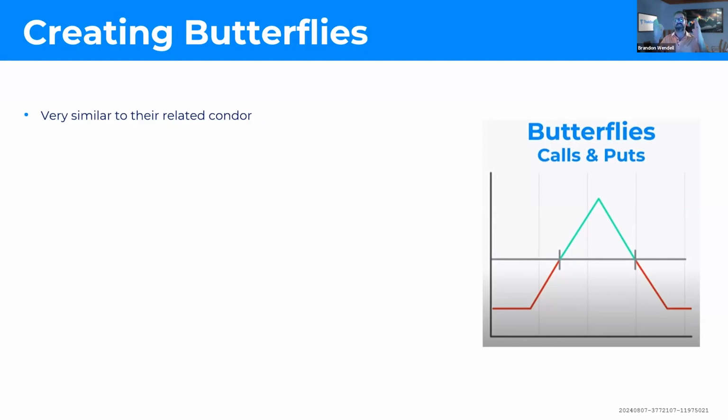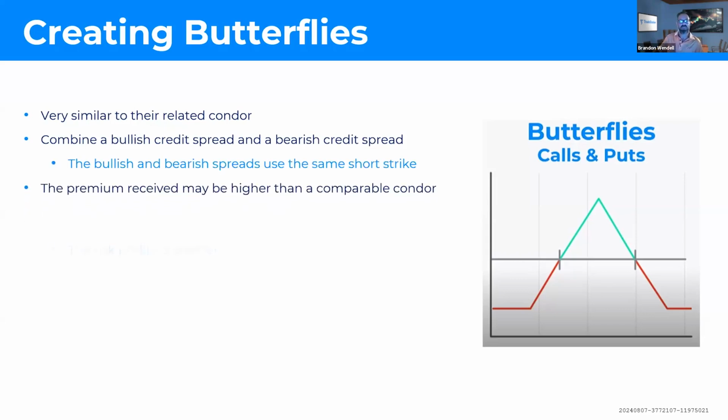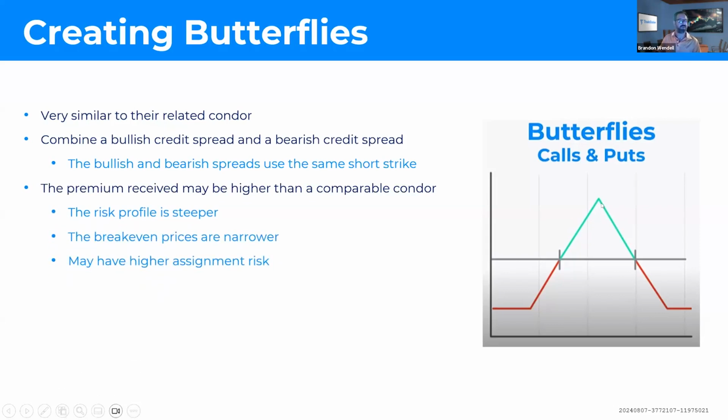You're doing a buy, sell, sell, buy. Here, the difference is that instead of a plateaued shape, now we have a triangle or a pyramid. So we're using the bull credit spread and a bear credit spread put together using the same strike price for the shorts. The reason people may choose a butterfly over a condor is that it's steeper. That steepness means you have potentially higher profits. However, the break-even prices are closer together.